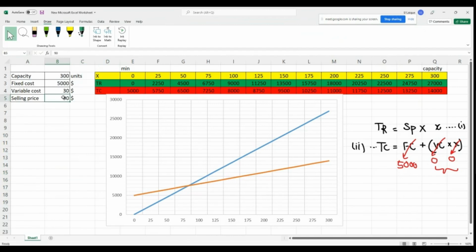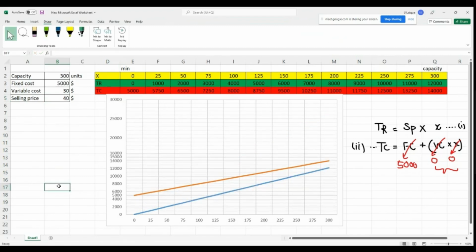Similarly, if I now decrease the selling price, initially the selling price was 70. So what if I make it, suppose, 40, right? What will happen? This break-even point will then shift away from the origin. So this means that at a low selling price, you need to sell more products to reach the break-even. So here you go, 40.